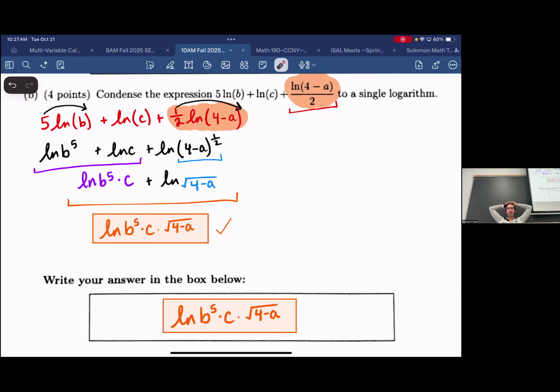Yeah. Leo? What if I didn't change it to the square root? If you didn't change it to the square root, I wouldn't take points off, yeah. Yeah. Reem? Guys, I can't hear. Yeah.